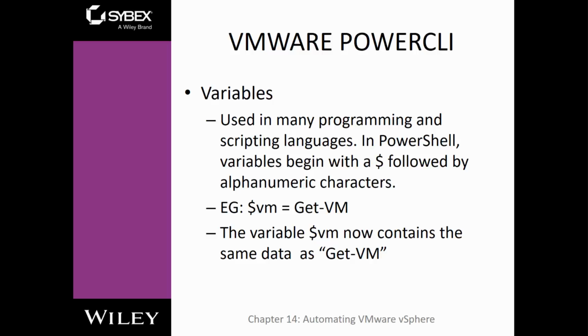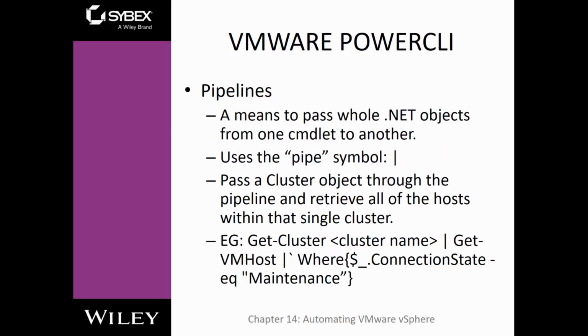One of the nice additive features in PowerCLI and PowerShell is you can pipeline stuff. You can use a pipe. So here we have Get-Cluster with a cluster name, and you pipe in Get-VMHost, and you can start adding specific additional specifications where $_.ConnectionState equals maintenance. So it would pull a specific cluster, and it would pull all of the hosts that are in maintenance mode.